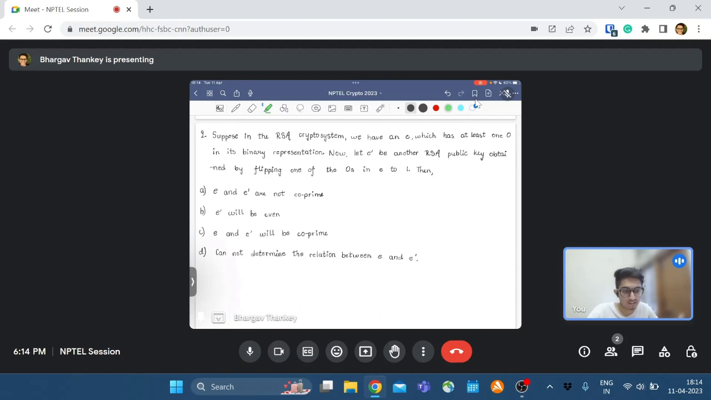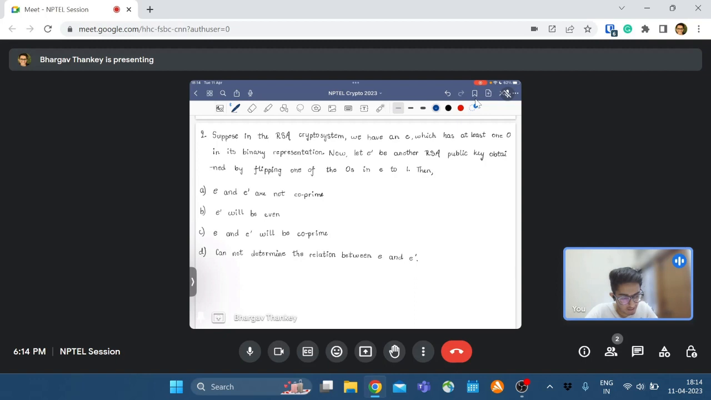Recall that in the RSA encryption system, the public key is (N, E). This E over here is that E. Suppose in the RSA crypto system, we have a public key E, which has at least one zero in its binary representation.